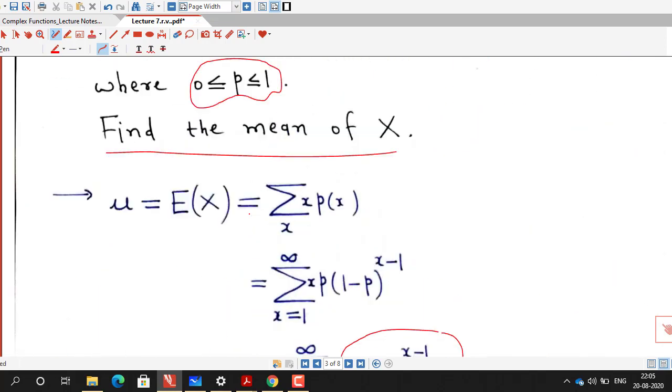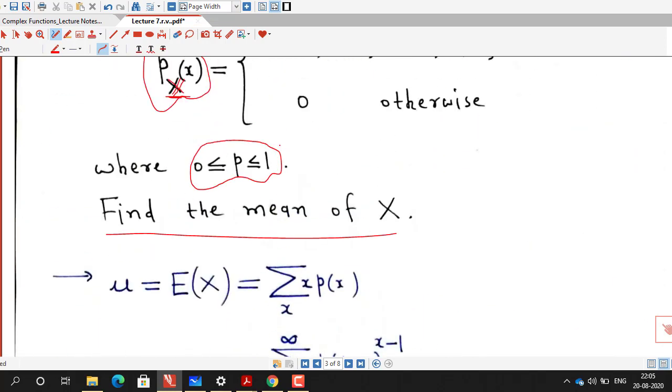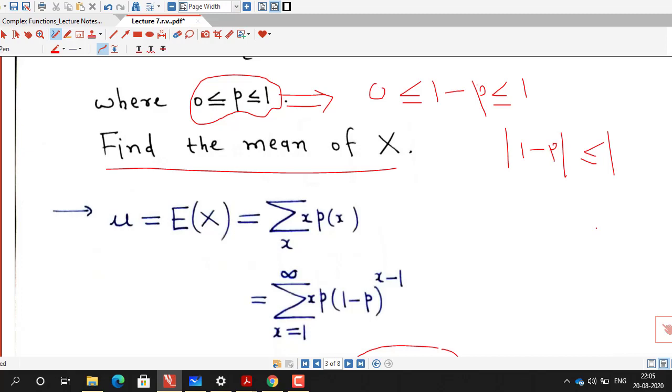Now it is given that p is in between 0 and 1. That means 1 minus p is also number between 0 and 1. So this implies modulus of 1 minus p is less than or equal to 1.